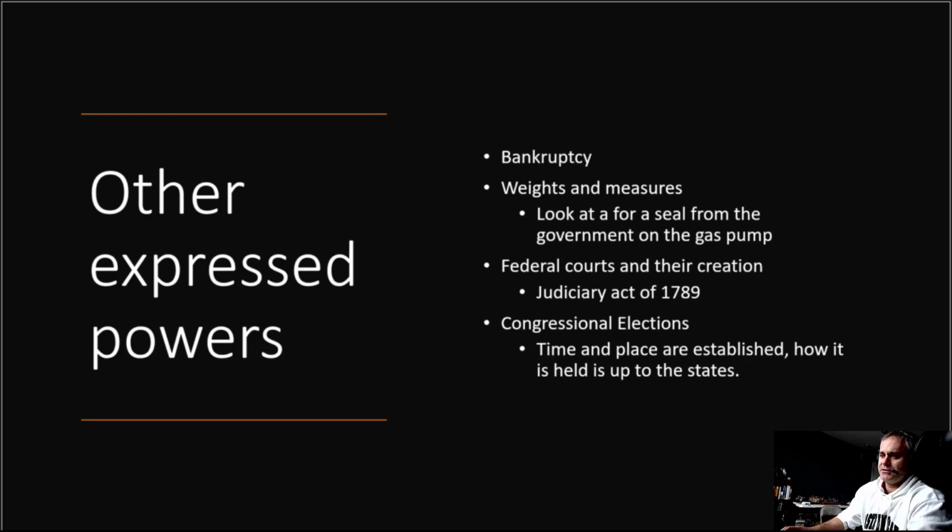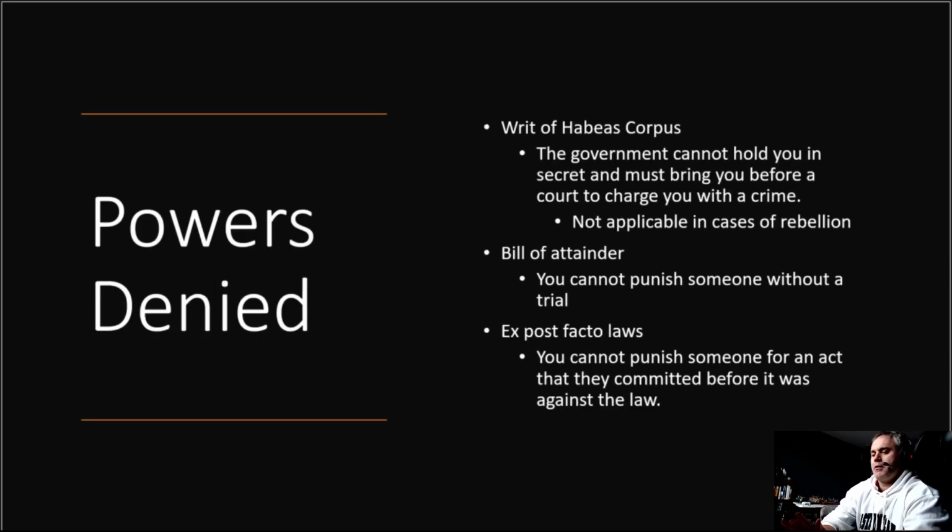Okay, powers denied. So we've talked about powers that the Congress has, and clearly we're not able to touch on all of them in this short video, so I only selected a few. But writ of habeas corpus, basically it's talking about how you can't be held in secret and must be brought before a court to be charged with a crime. Those are things that would be reflective of the time that the United States was created in. In Europe, this was something that could happen pretty easily, where they would just take you and throw you in a prison cell, and then you would never be brought before the court for a trial. That would happen to a lot of what would be referred to as political prisoners.